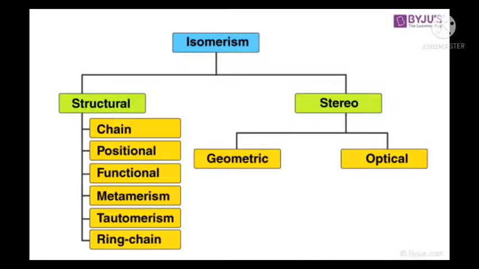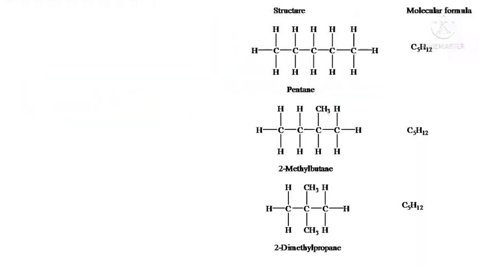Now, types of isomerism. Isomerism is of two types, structural and stereoisomerism. Structural isomerism can be further classified as chain isomerism, positional isomerism, functional isomerism, metamerism, tautomerism, and ring chain isomerism. Whereas stereoisomerism can be further classified as geometric isomerism and optical isomerism.